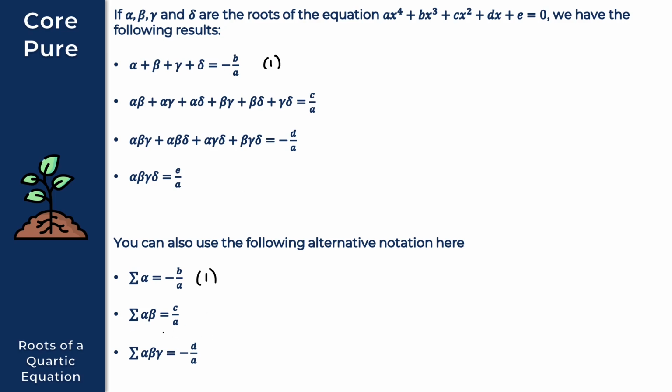For my second result, we have sigma alpha beta, which as you can see is equal to c over a. Again, this corresponds to my second result here, so let's highlight that. And then finally, for my final result, we have sigma alpha beta gamma, which is equal to minus d over a. Again, hopefully you've noticed that this corresponds to my third result here.